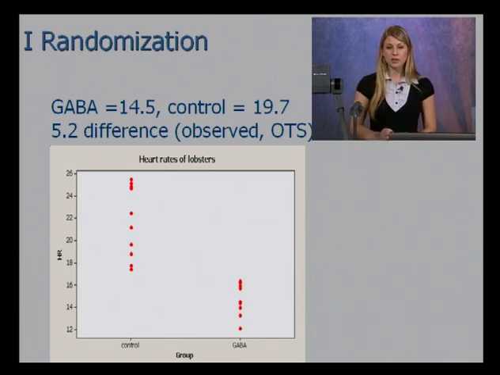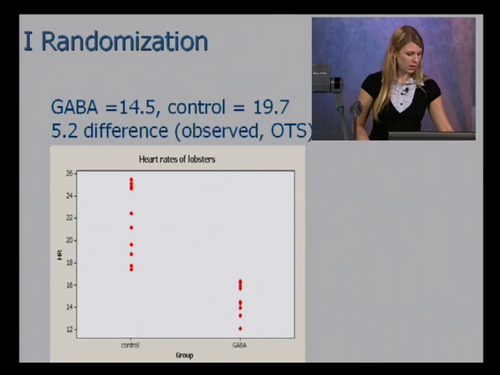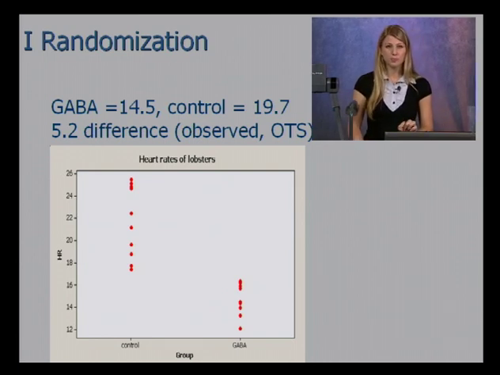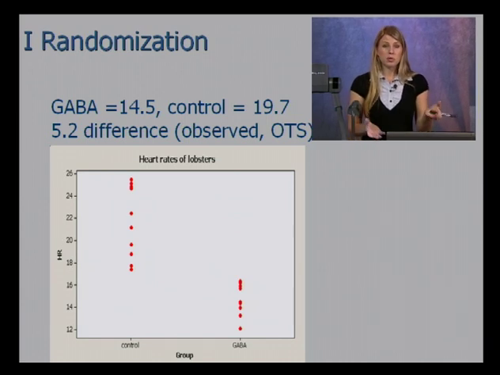You want to keep this difference in mind, because this is really important when you calculate the test statistic that we use with randomization. So go ahead and write down 5.2. You're going to want to keep that in mind. I'm going to put it on my calculator so I don't forget it. 5.2.